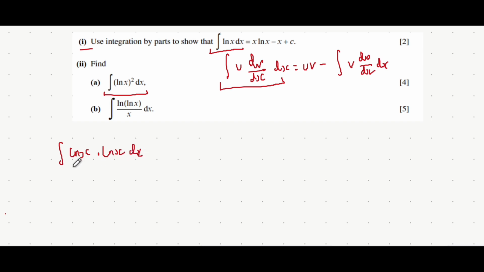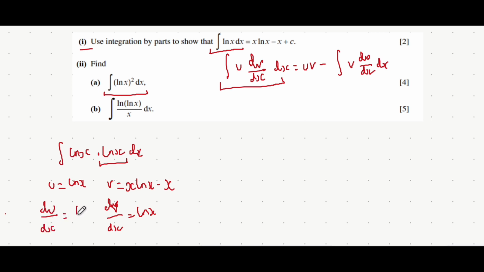Now, I did mention that you want to call ln x u whenever you can, because you want to make it match the left hand side of this equation. But in this case, we have to call the other function ln x as dv dx as well. But it's okay because we already know what ln x integrates to now. We know that the integral of ln x is x ln x minus x. So we can say that v, which is the integral of ln x, is x ln x minus x. Once again, du dx is what you get when you differentiate ln x, which is just equal to 1 over x.